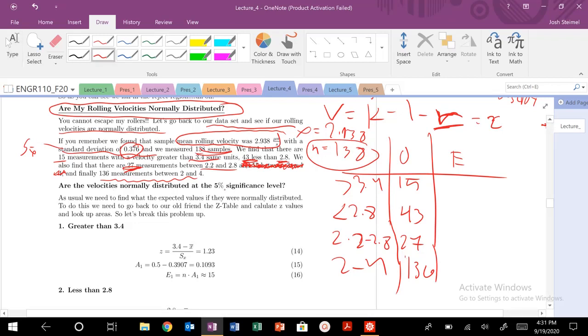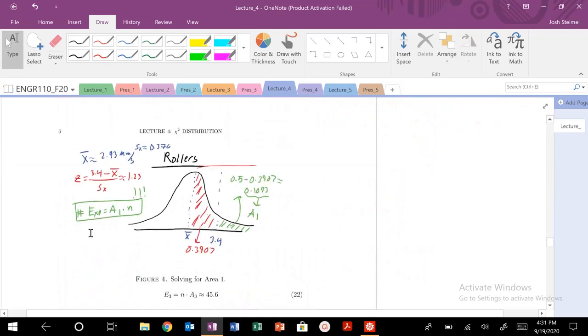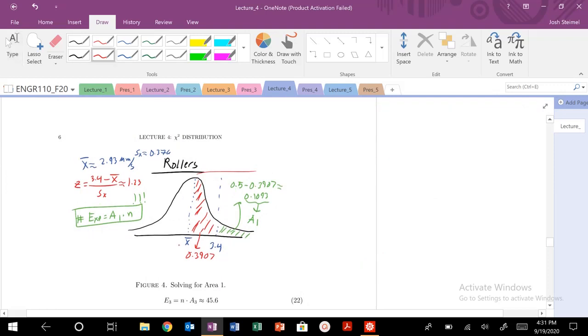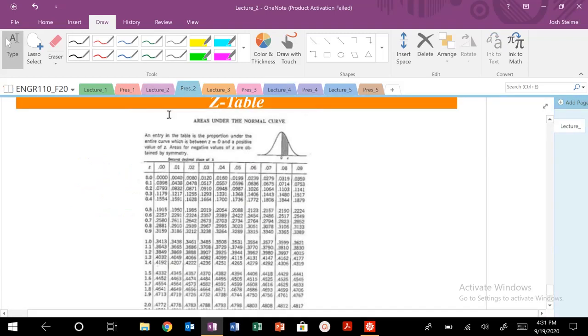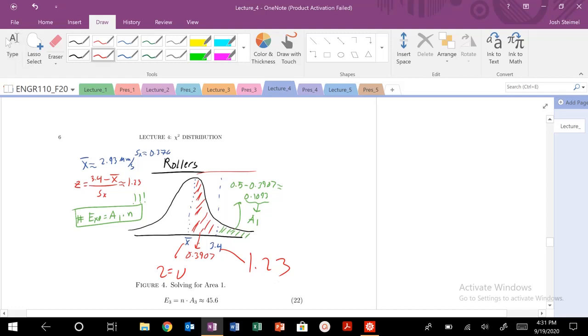Again, we're working at a 5% significance level, and we'll go back to our hypothesis testing later. So to find the expected samples greater than 3.4, I know my x bar is 2.98, so this value is z of 0. You can see here my z calculation for 3.4, plugging in everything, is 1.23. So I know the area for z equal to 1.23 is 0.3907, as you see right here, the area from 0 to 1.23.